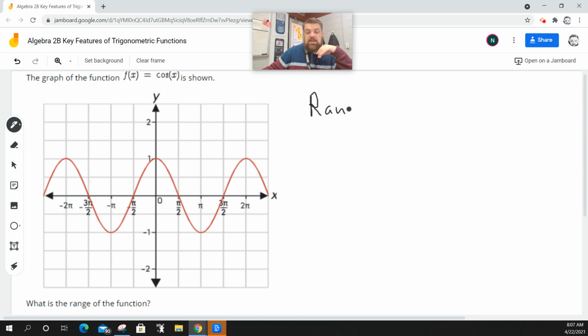Let's write that down. The range is all possible y values.